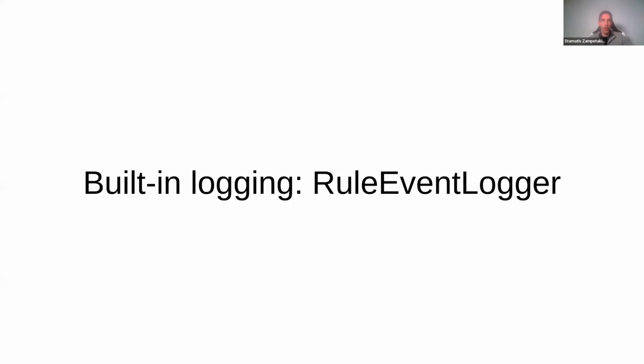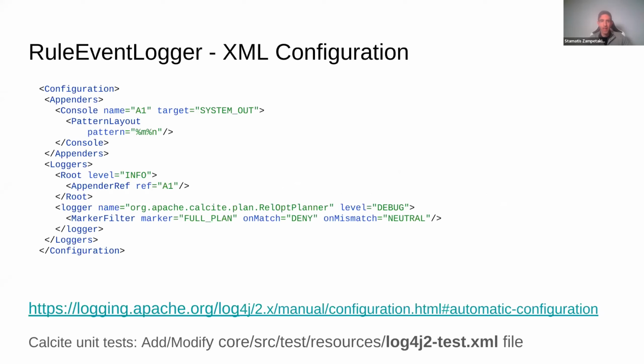So the main built-in logger that we are going to talk about today is the RuleEventLogger. As the name indicates, it prints a lot of information when a rule matches and what it produces. Before we actually see what it does, it's good to see how to enable this in a system. This particular example shows how to do it with log4j2. Obviously, if you are using another system, you have to configure things slightly differently, but hopefully the ideas remain the same. So this is a very basic configuration.